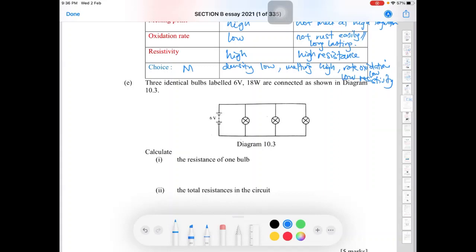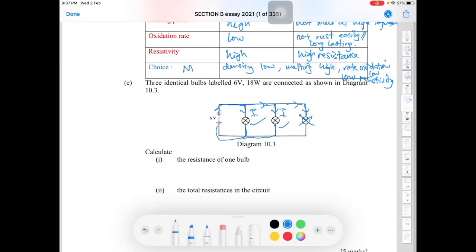Okay, sebab current kita akan flow dari sini, dari battery, dia datang sini, dia akan divide. So current akan flow divide. Jadi kalau satu bulb fault, maksudnya the other two can still be used, sebab dia masih lagi complete the circuit.